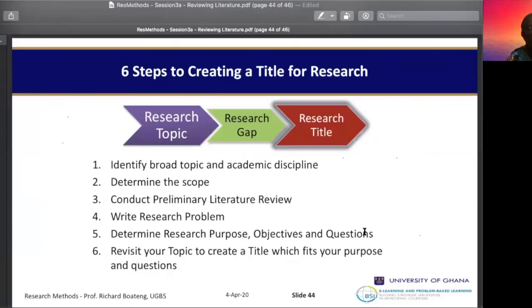So identify the broad topic in an academic discipline, determine the scope, conduct a preliminary literature review, and write the research problem. And when you finish writing the research problem, you end up defining your research purpose. That will lead to your questions and your objectives.